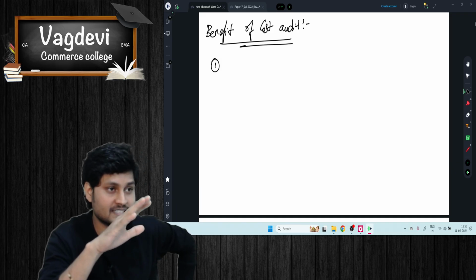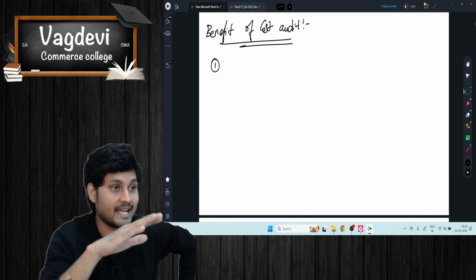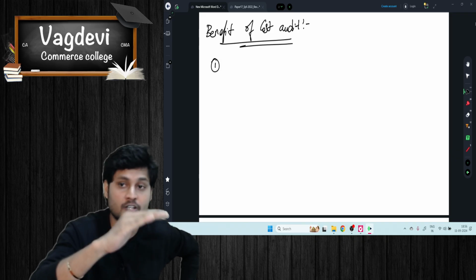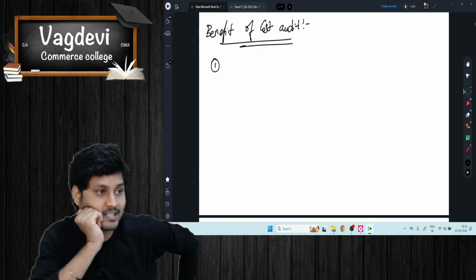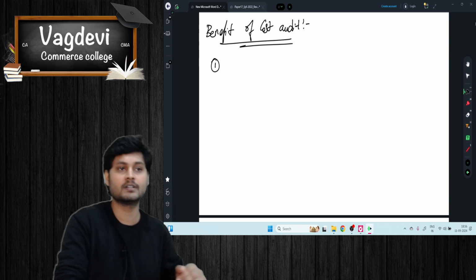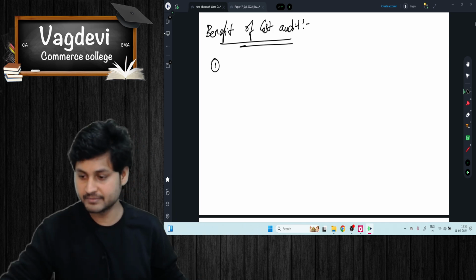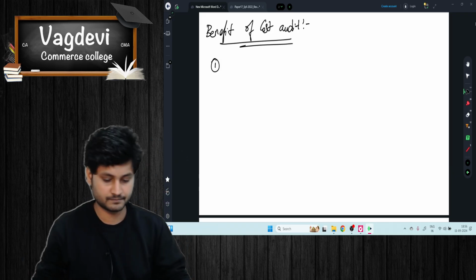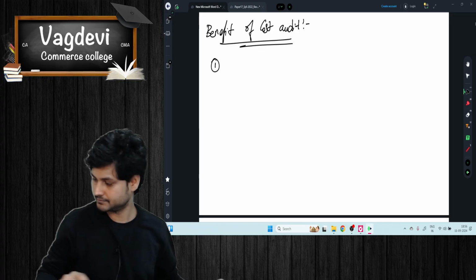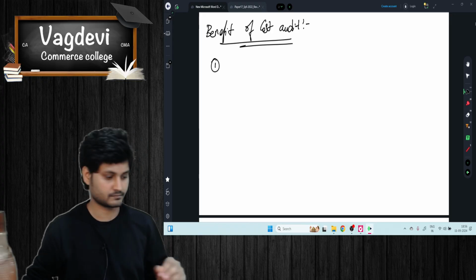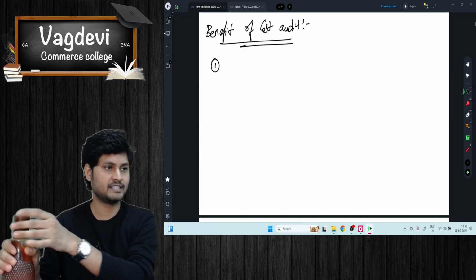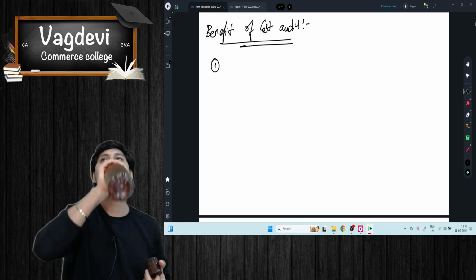So we need to reduce the excess consumption of electricity for the purpose of keeping the electricity cost low. I hope you got the point clear, and these are the benefits of cost audit. You can take 2 minutes to read. Simple only, very simple. Only 6 to 7 points.